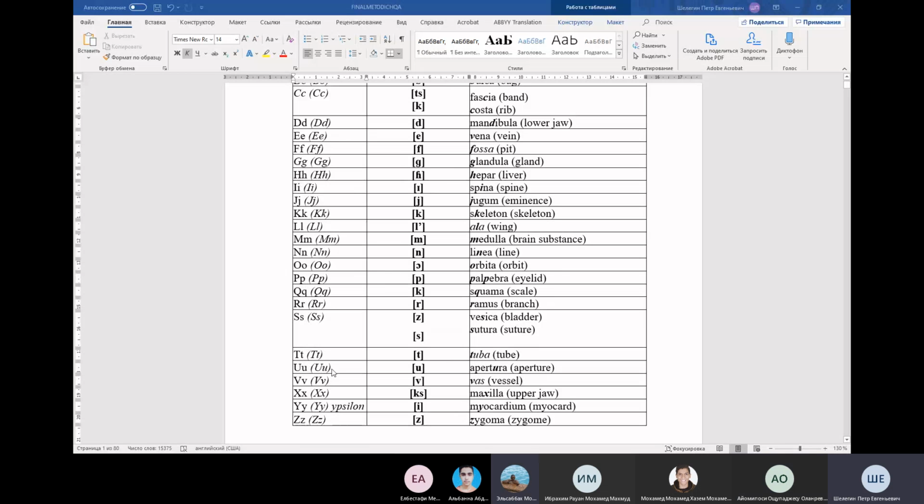The next one is U, given the sound of U. Knowing that the vowels are always hard, the aperture term in Latin will sound like apertura. Apertura. Correct.